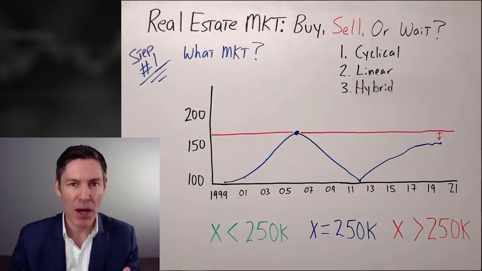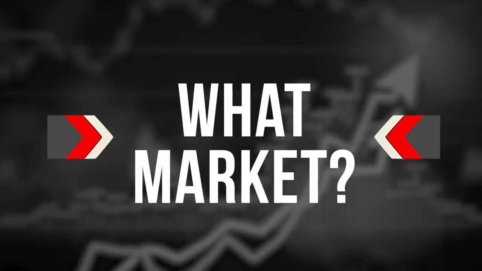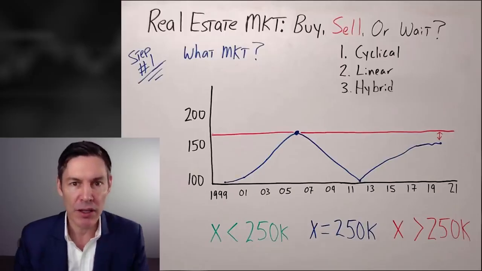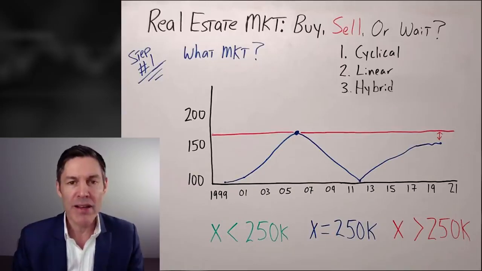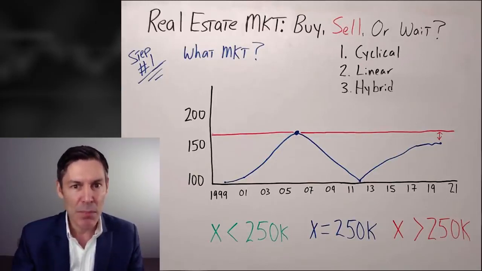Steps. Step number one, we must understand what type of market we're dealing with. There are three main types of markets in the United States and around the world: cyclical markets, linear markets, and something right in between, a hybrid market. And we're going to dive in deeper so you understand exactly what market you're living in or where you're considering purchasing a home or selling a home.